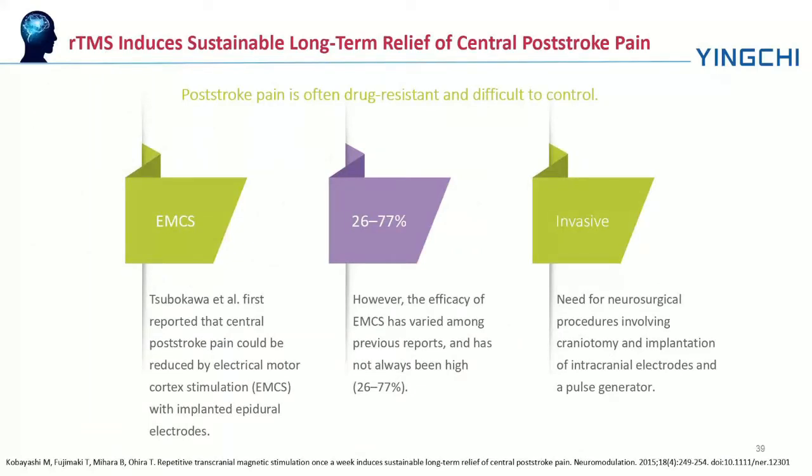And after that, some of the patients may suffer from central post-stroke pain, and central neuropathic pain is quite important. We have mentioned before that patients who suffer from spinal cord injury also have a large proportion suffering from chronic pain. As for central post-stroke pain, some researchers have reported that it can be reduced by electrical motor cortex stimulation.